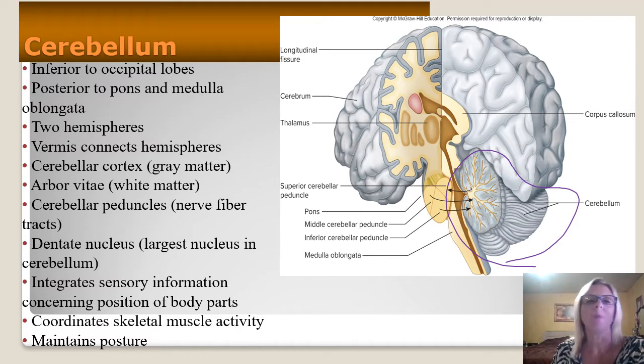separated by the dura mater. Falx cerebelli is what we call that sickle-shaped separation. It's made mostly of white matter with a thin layer of gray matter called the cerebellar cortex.